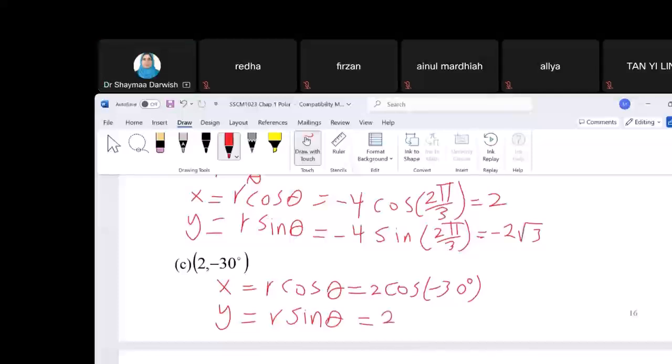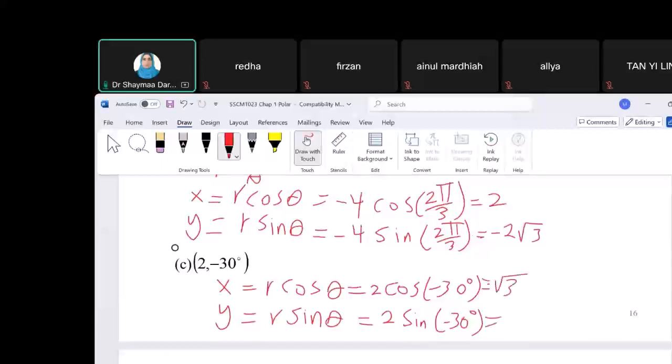Here, r is 2 sine minus 30 degree, X. Is this one equal to minus 1? Should be minus 1.